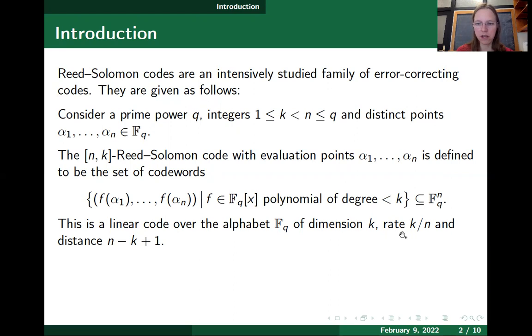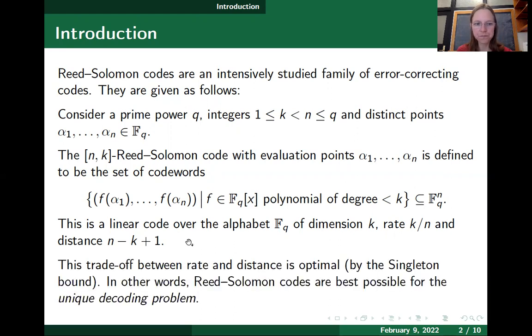So this code has rate k over n, and one can also check that the distance of this code is n minus k plus 1. And so here we have a very good trade-off between this distance n minus k plus 1 and this rate k over n. In fact, this trade-off between rate and distance is optimal by the Singleton bound. In other words, Reed-Solomon codes are best possible for the so-called unique decoding problem.